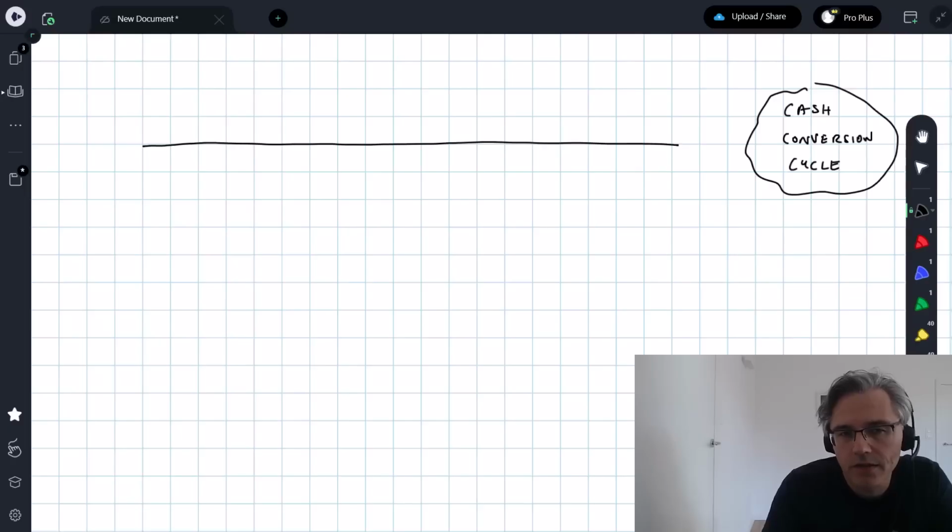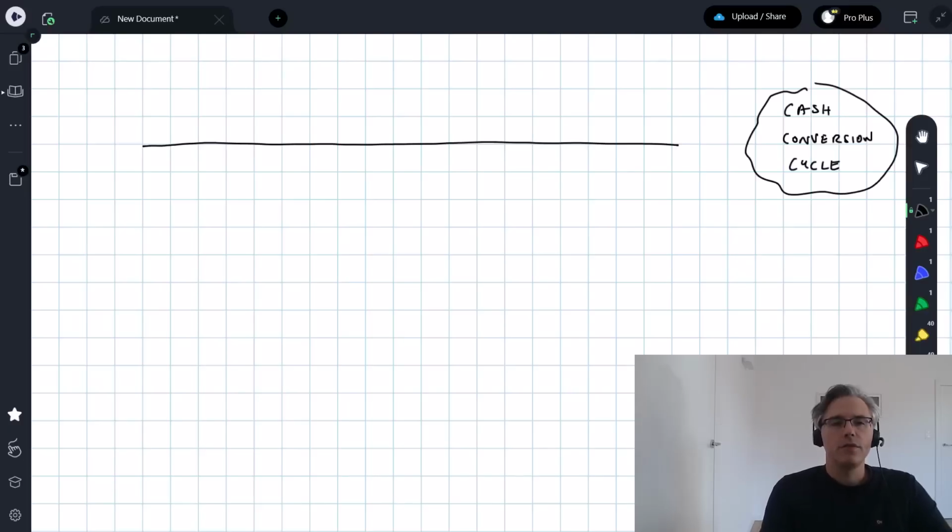Within the so-called operating cycle of a company, operating cycle being the time needed for the business to purchase inventory, then inventory is held. Sometimes it is being transformed into some finished product, and then a sale is made to customers, and ultimately customers pay money for the product.